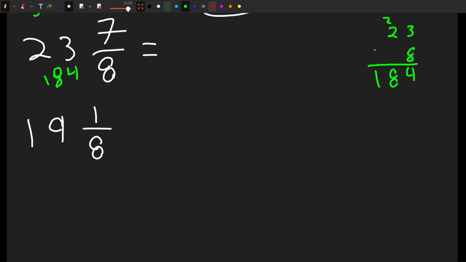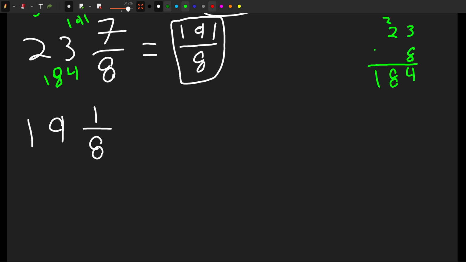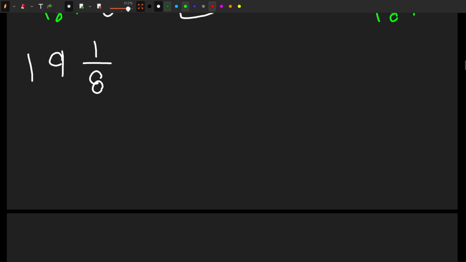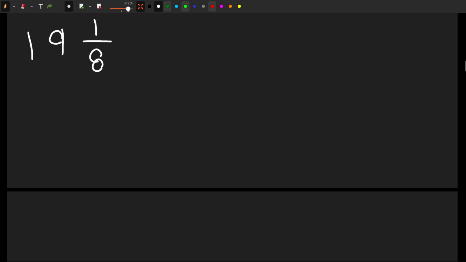Now adding 7, we get 191. And so on the top, we're left with 191 over 8. Fortunately, my 9 is not very good there. But it's 191 over 8. Alright. Last set now. Last problem. 19 and 1/8.